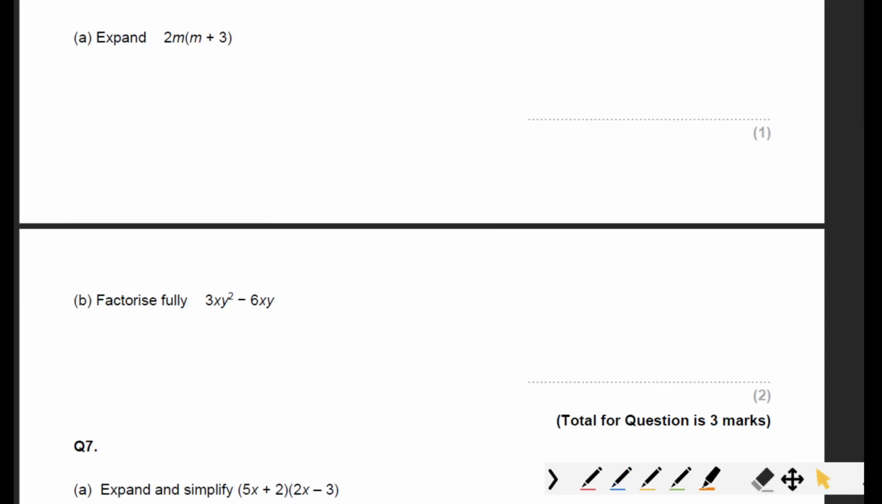Right, expand. 2m times m, 2m squared. 2m times 3, 6m. As simple as that. Right, factorize. Next question, question B, is to factorize.